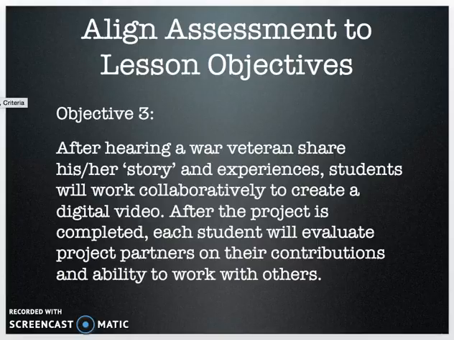The third objective is, after hearing a war veteran share his or her story and experiences, students will work collaboratively to create a digital video. This is a little two-parter, so it's a little different. I don't usually like to do it this way, but it's okay. It gets the idea. After the project is completed, each student will evaluate project partners on their contributions and their ability to work with others. So it's embedded in there.